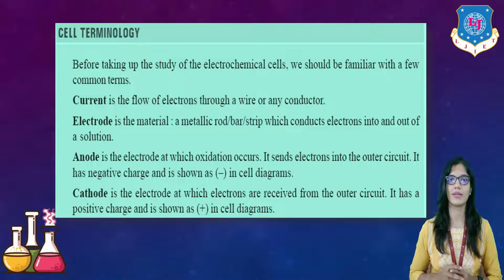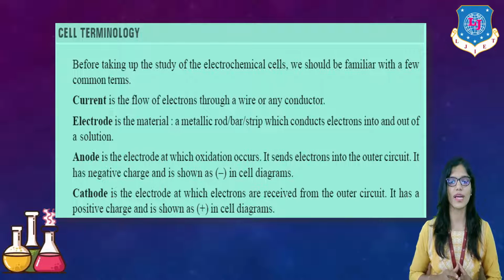Electrode is the material, which is basically a metallic rod or metallic bar or metallic strip, which conducts the electrons into and out of a solution. So it behaves as a conductor for electrons. Okay. The next one is anode. Anode is the electrode at which oxidation occurs. It sends the electrons into the outer circuit. It has a negative charge and is shown as negative in cell diagrams.